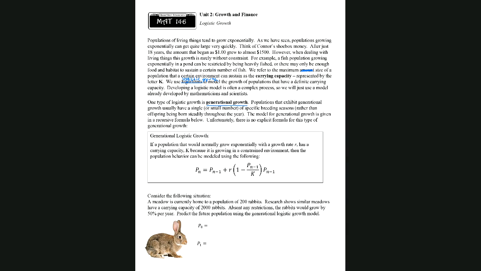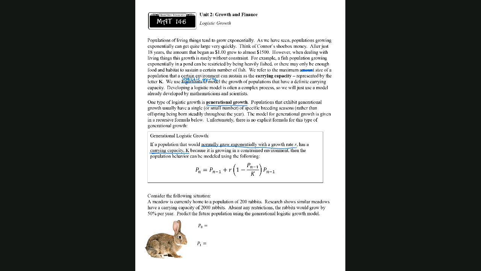All right, so generational logistic growth. If a population that would normally grow exponentially, with a growth rate of R, has a carrying capacity K, because it is growing in a constrained environment, then the population behavior can be modeled using the following.